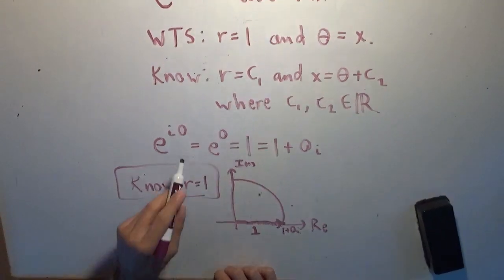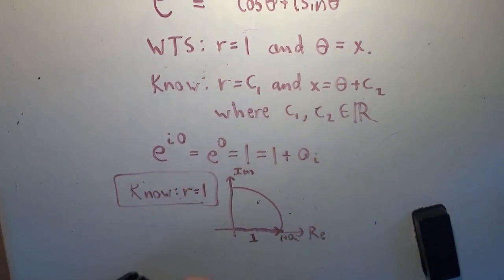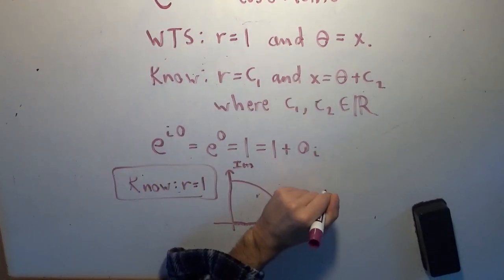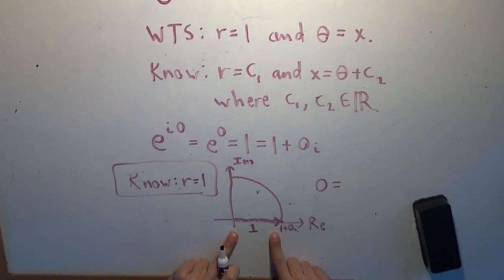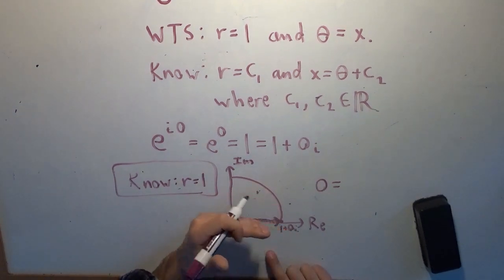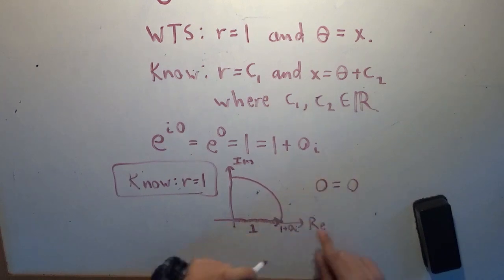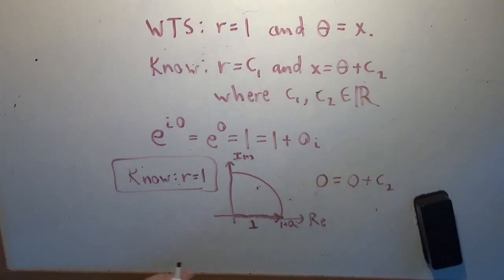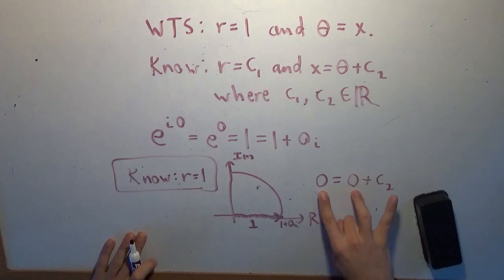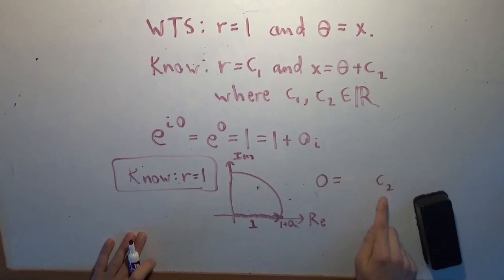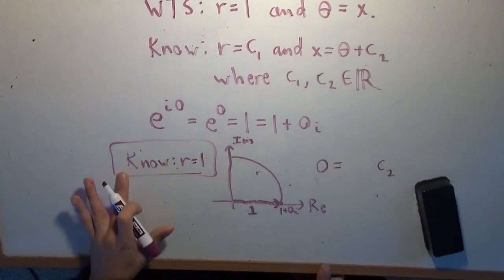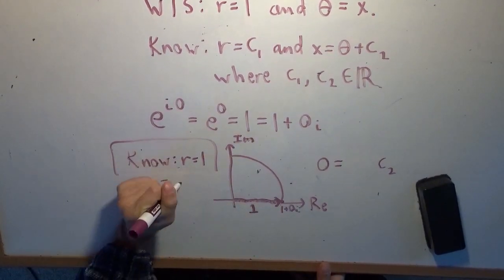And what did we plug in for x? We plugged in 0 for x, so we know that x equals 0, and it's equal to, what angle do we have here? The angle is 0, right? It's on the positive real axis, so the angle is actually 0 plus some constant c2. But if we have 0 equals 0 plus a constant c2, what must c2 be equal to? c2 has to equal 0, which tells us that x is not just theta plus some constant, x equals theta plus 0, which is to say that x equals theta.